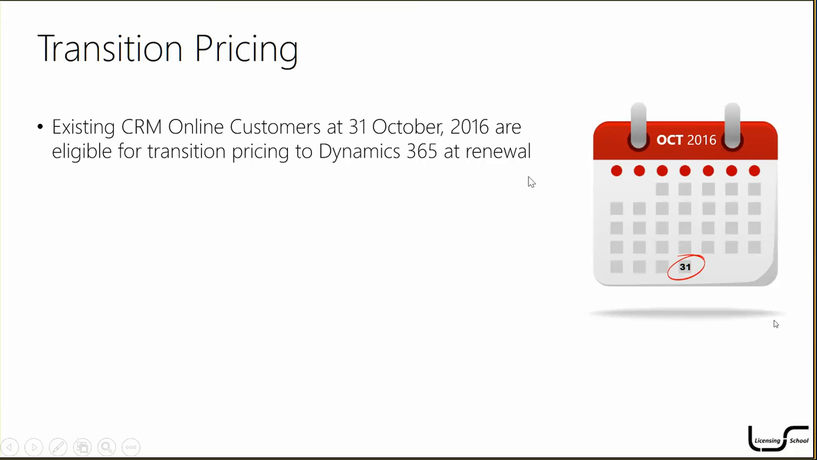Now, this is different for the different programs. So within CSP and other programs, you've got a 12-month subscription. Within enterprise agreements, it could be up to 3 years. But at the time where your commitment comes to an end, you can't renew the existing licenses. Typically, you go into the Dynamics 365 licenses, and there will be special pricing available.